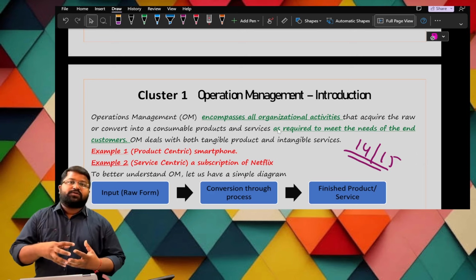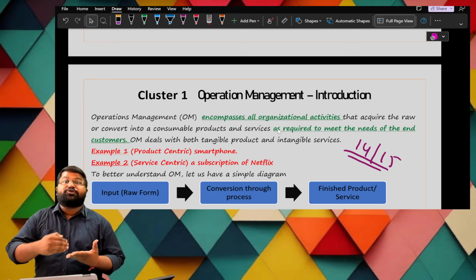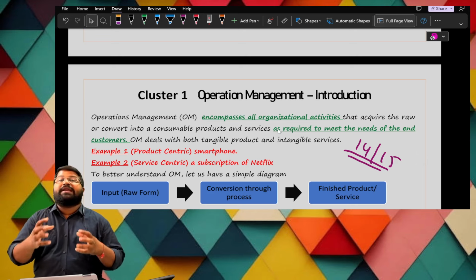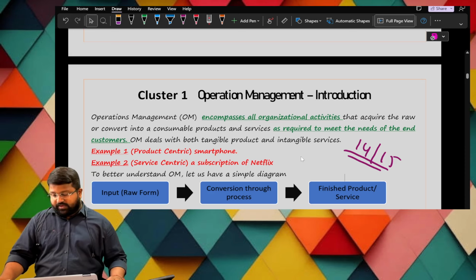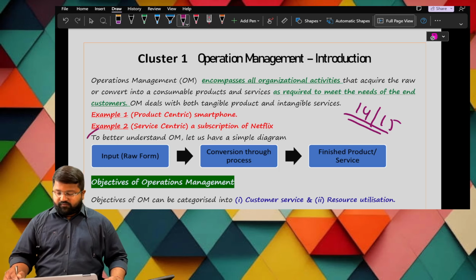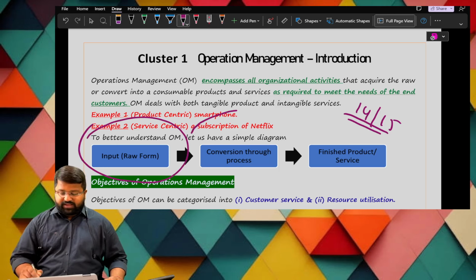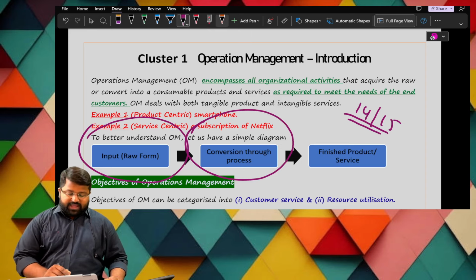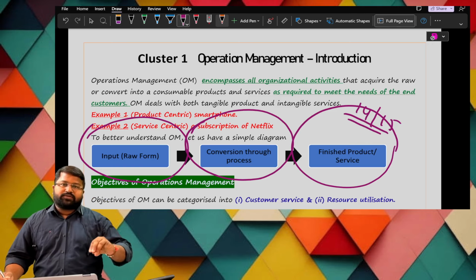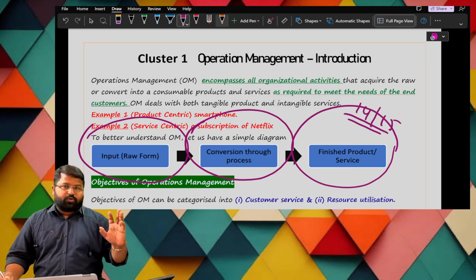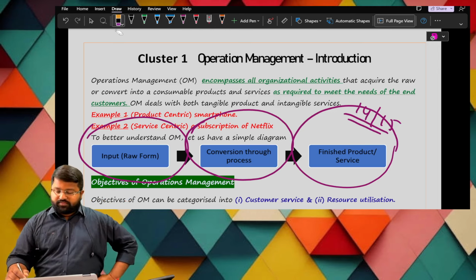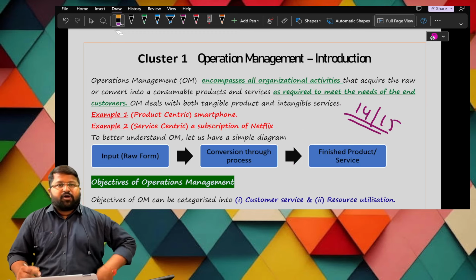In services also, there are a number of activities. These activities should be managed. Whether it is product oriented or service oriented, they should be properly managed. So I have given a picture here. We take input, we have some process on that, and finally convert into output. That is finished good, product or service. This is nothing but operations management.